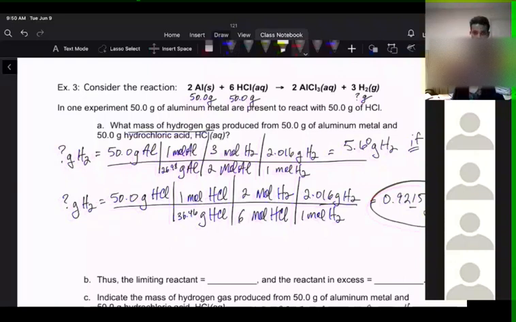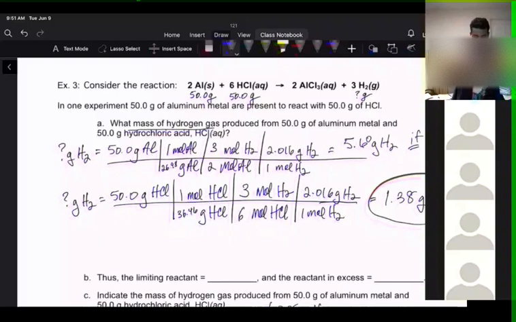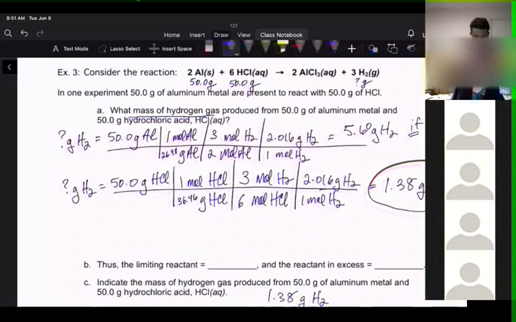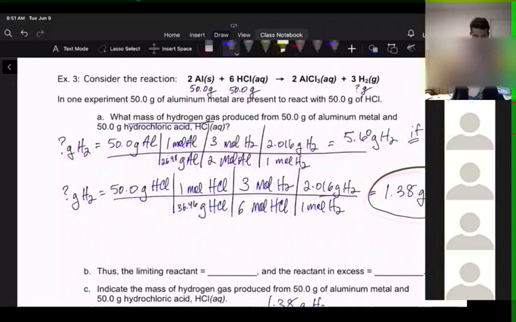Oh, I see my mistake. Did you guys catch my mistake? 3 moles H2. Yeah, right there. The limiting reactant is the same though, right? All right, 1.38 grams of H2. That's how much we expect. That is the theoretical yield. If everything goes according to plan, that is how much we would get. And that comes from the limiting reactant here, HCl, which means aluminum is in excess.